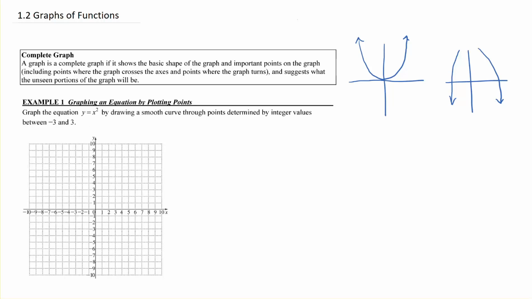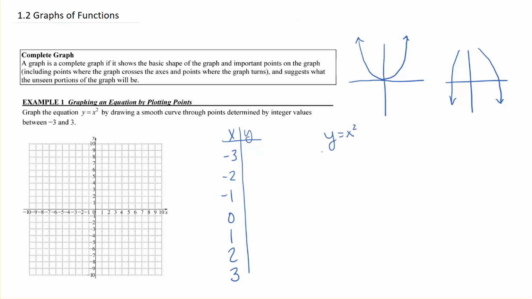So let's try our hand at graphing just by plotting points. I'm going to go ahead and make a t-table, an xy t-table. They want us to draw the graph using integer values for x from between -3 to +3, and put that into the equation. So we have y equals x squared.